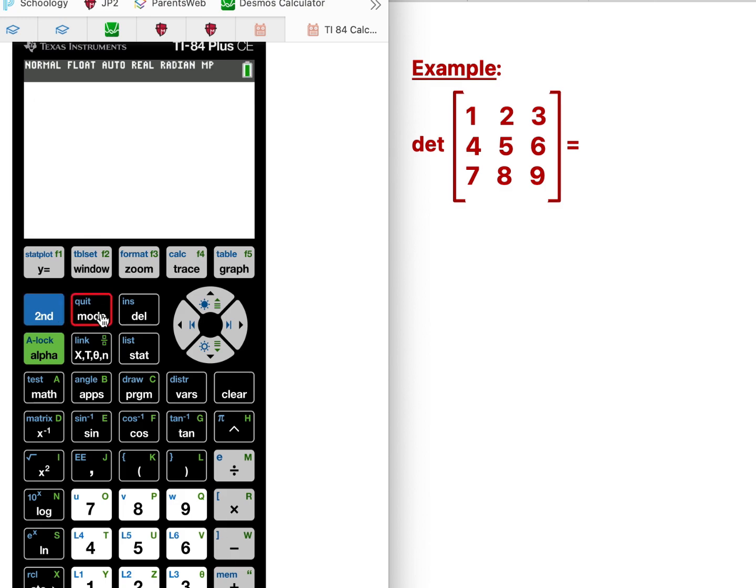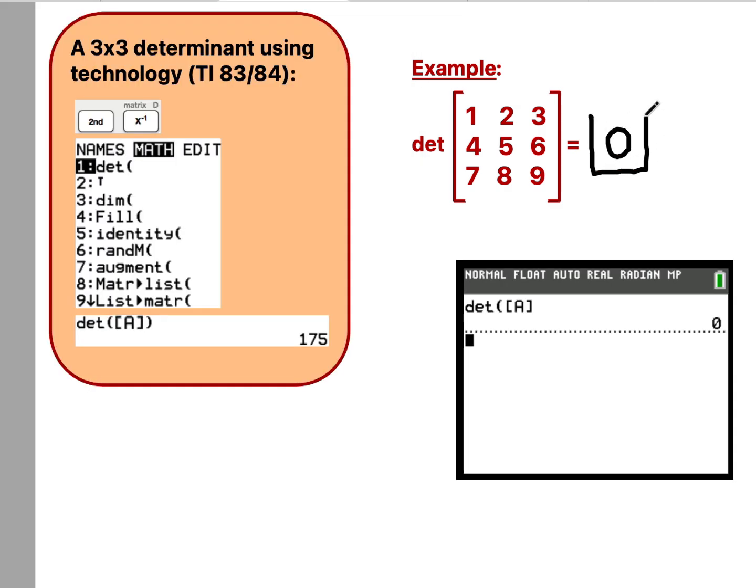Go to my blank screen. If you guessed, it's going to be under second matrix, under matrix math. You are correct. And look, it's the very first option. The very first option is a determinant. The determinant of matrix A. 0. That's what we got. The determinant is 0. I'm guessing that's our favorite method, but we do need to know how to use our brains as well. And that's our little lesson on determinants.